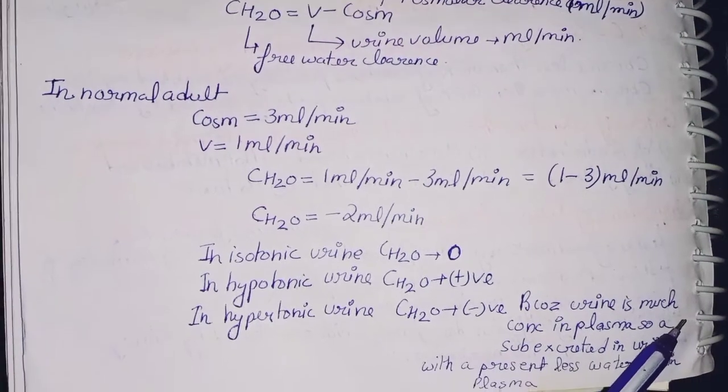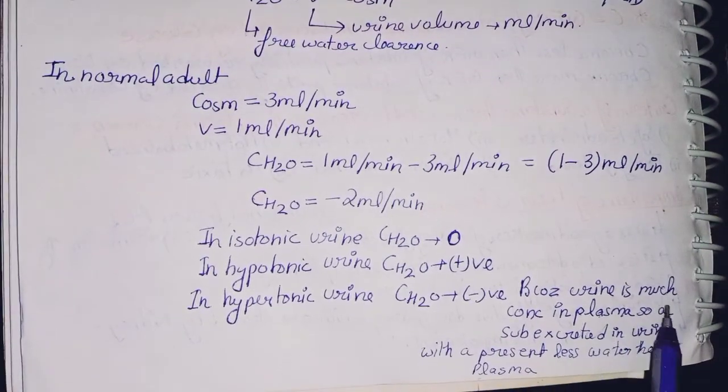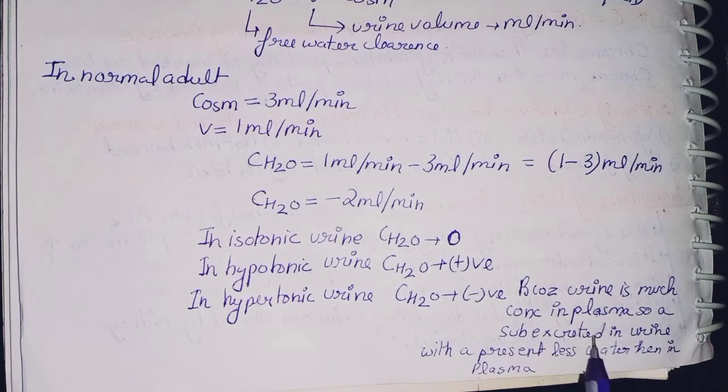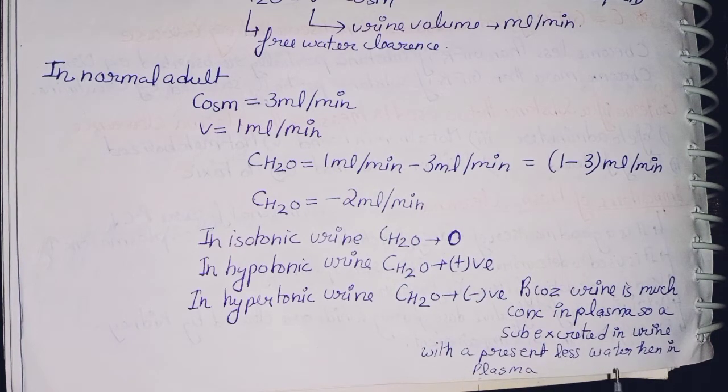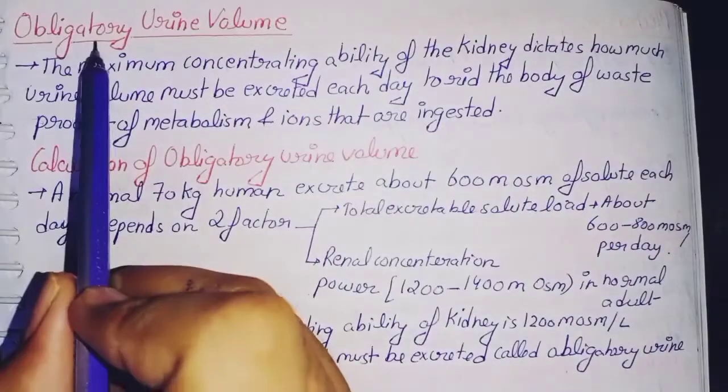Why will it be negative? Because urine is much more concentrated than plasma, so the solute is excreted in urine with less water than in the plasma. Now, obligatory urine volume.